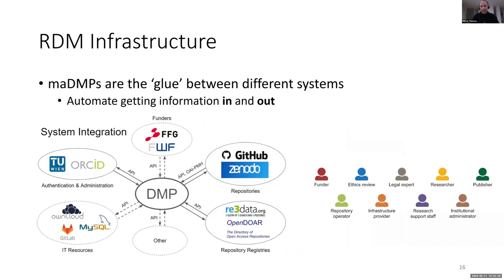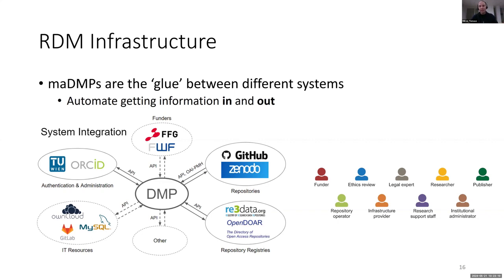Again, something that makes the MADMPs different compared to the additional PDFs that you keep sending as email attachments is that with MADMPs, we wanted to provide glue between the systems. Here you can see an example from Austria where we tried to pull information from funders, information on data sets from repositories like Zenodo or GitHub, from registries like re3data or OpenDOAR, and from the places where you can store the data during the research, like ownCloud or GitLab. We also use the authentication and administration information from local CRIS systems, for example information on people involved in the project, grant numbers, and so on. And that was the big change compared to the DMPs that we had when we had the checklist from DCC.